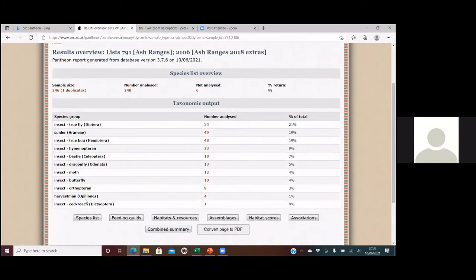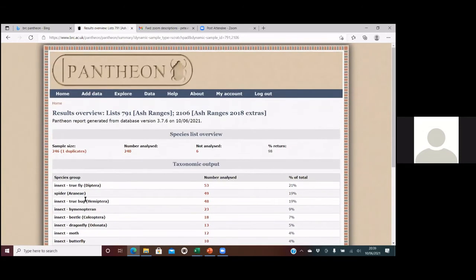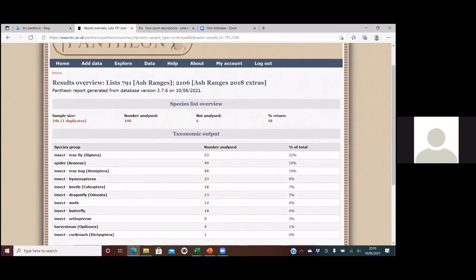And this is the first thing you see. So you see that this results overview is made up of the longer ash ranges list, and then the extras have been added. So in total, we have 246 species. One happens to be a duplicate. That could be because it occurs on both of those two lists.